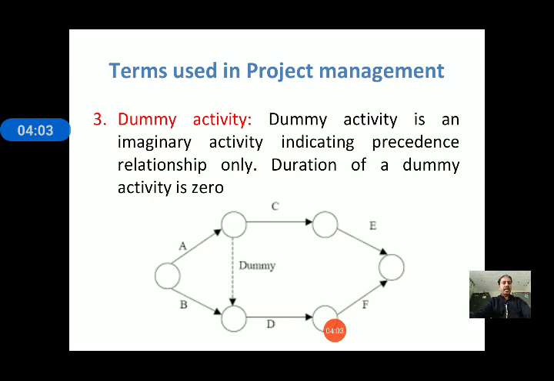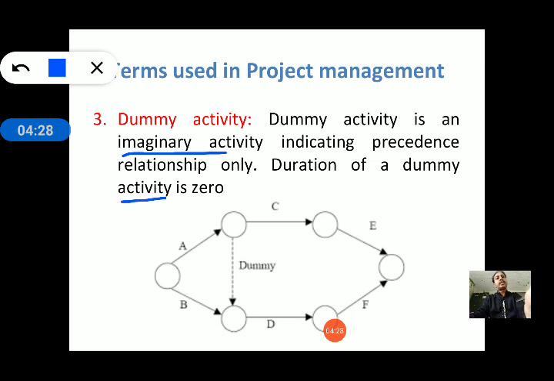Then dummy activity. This is a most important activity you have to use in network diagrams. A dummy activity is an imaginary activity, indicating only the precedence relationship, but the duration of a dummy activity is 0. It is represented by a dotted arrow.